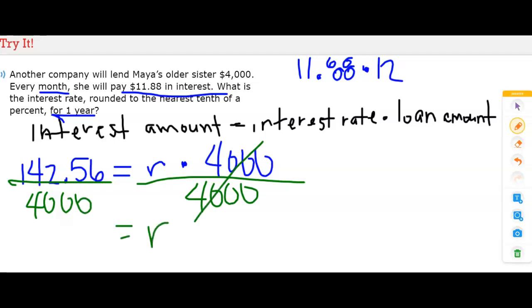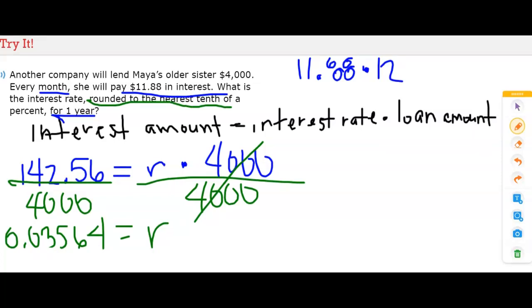Now we're going to solve for the interest rate by dividing 4,000 on both sides of the equation. We have that R on one side, and then the $142.56 divided by the 4,000 is going to equal 0.03564, and that's our interest rate. However, it says round to the nearest tenth. We have to change this to a percent because it says nearest tenth percent. So we move it to the right 2 places.